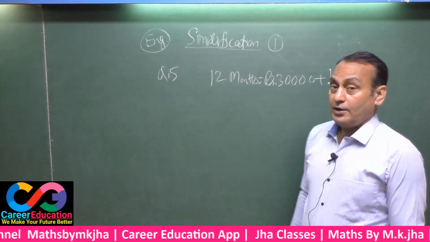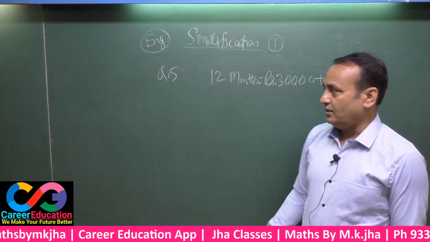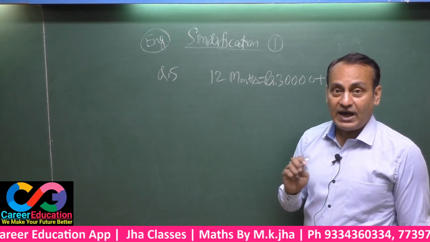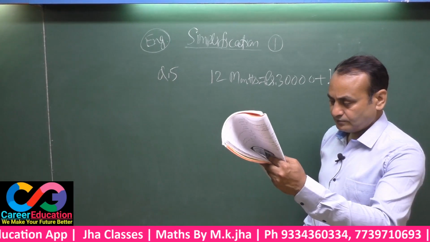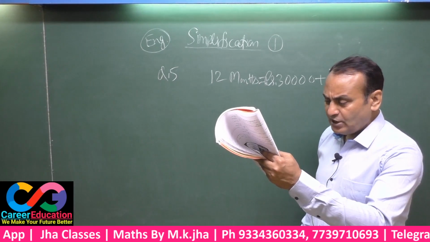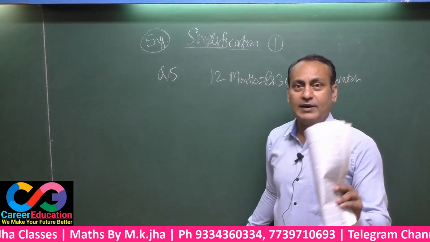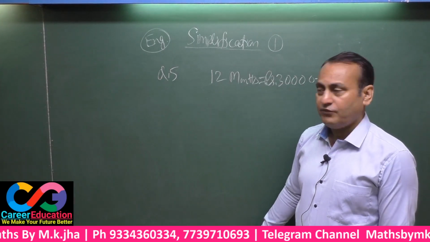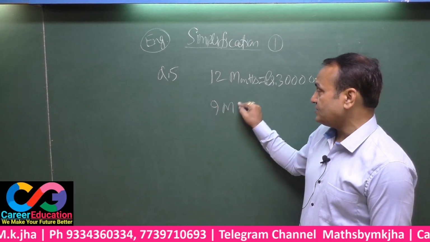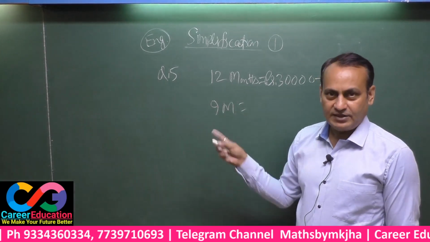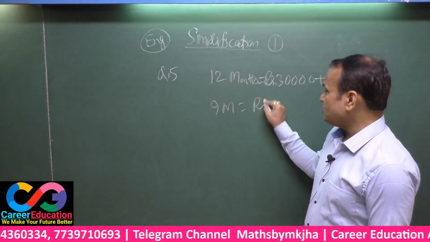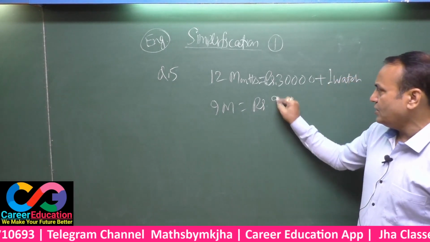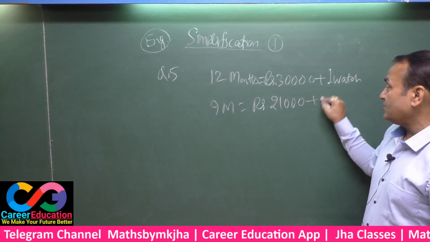See here, for 12 months a servant will have rupees 30,000 and 1 watch, but he remained absent for 3 months. Out of 12 months, he remained absent for 3 months. That means he remained working for only 9 months. 12 minus 3, that is 9. For 9 months, he was paid only rupees 21,000 plus the same watch.